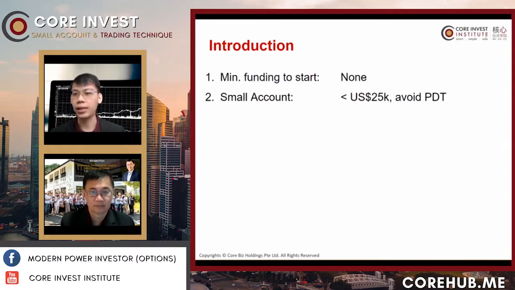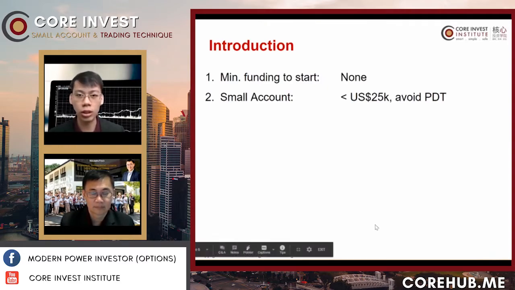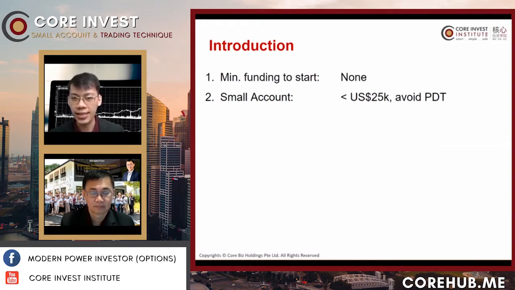You can even start up a paper account or a live account with no money. And then you can put in $1, $10, or $100 USD. The definition for a small account is that if you are putting less than 25,000 USD, it's considered a small account. And this is where you want to avoid PDT.